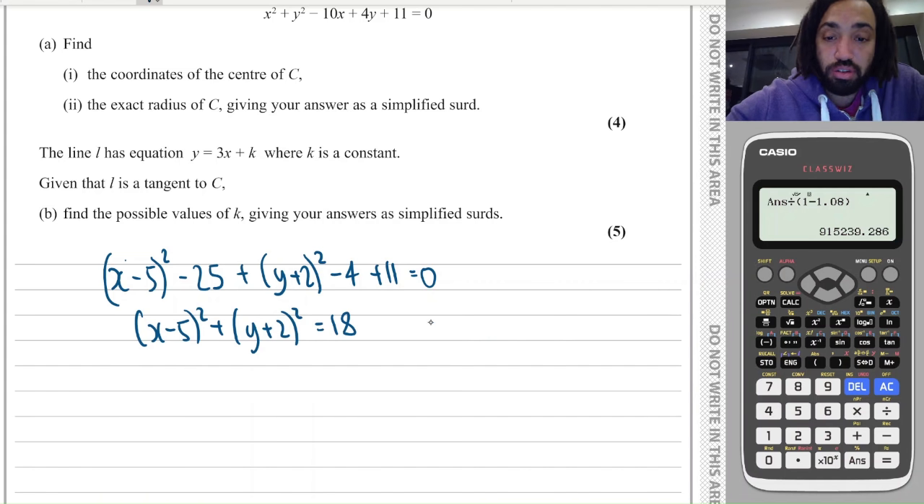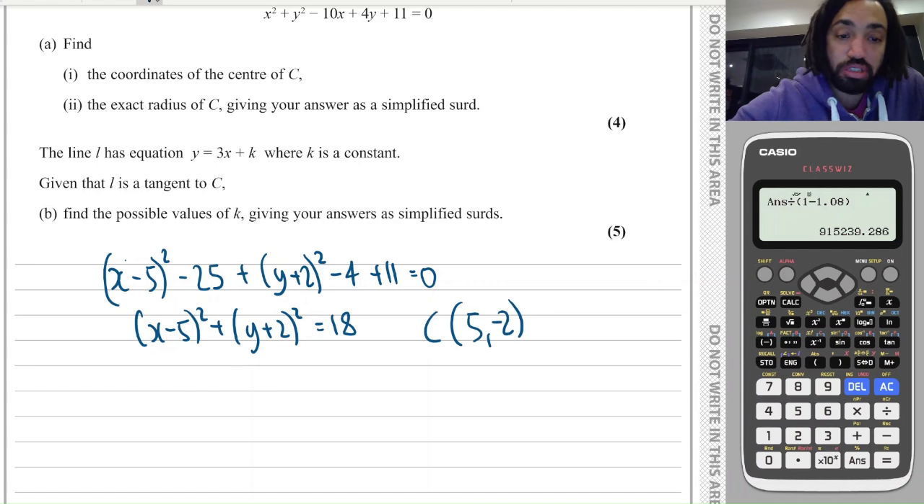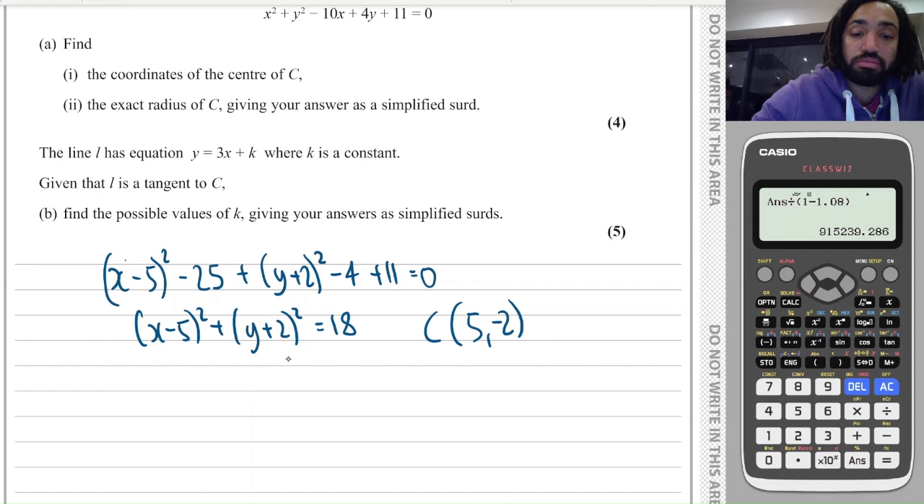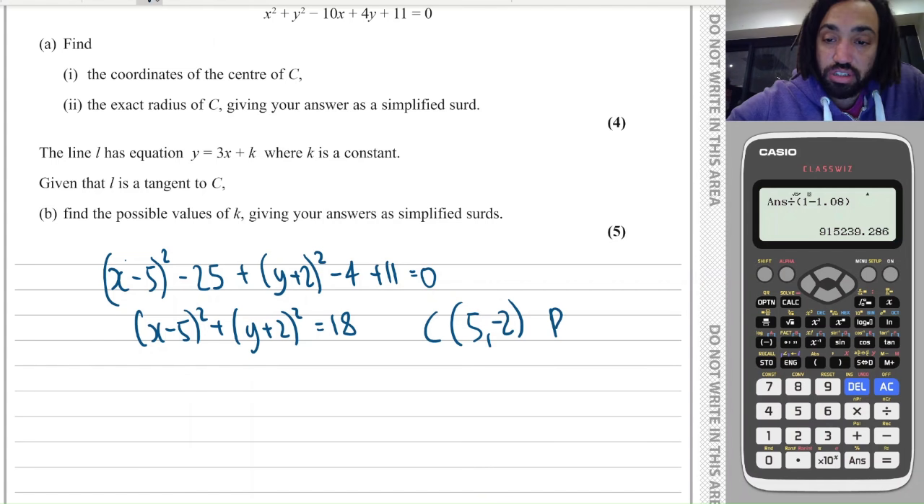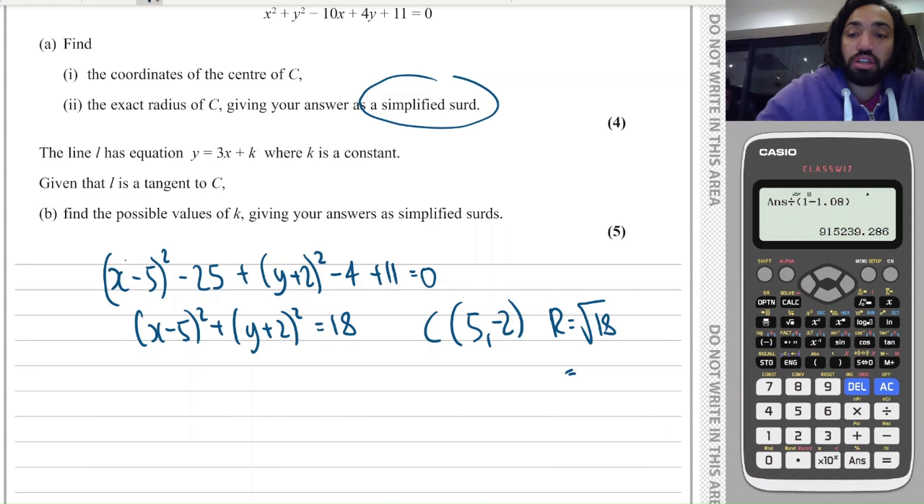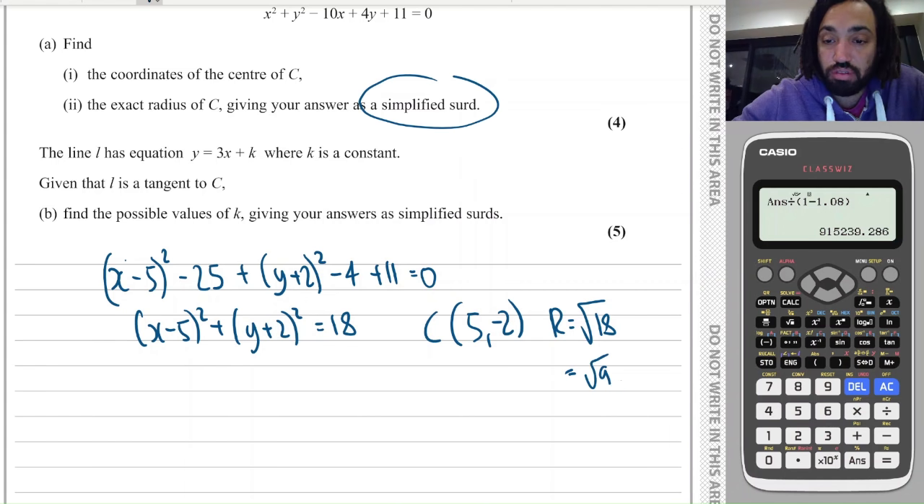So the center of the circle is the point 5, minus 2. It's always the solution of these brackets. It's whatever makes these brackets 0. And the radius is the square root of the right hand side. And it says simplified surd. So that is root 9 root 2. So that's 3 root 2.